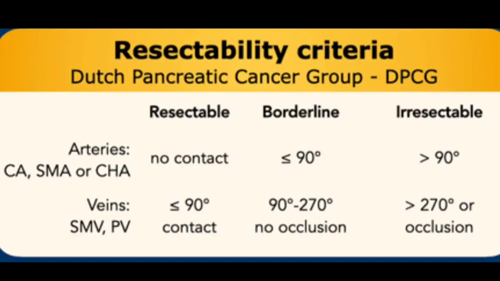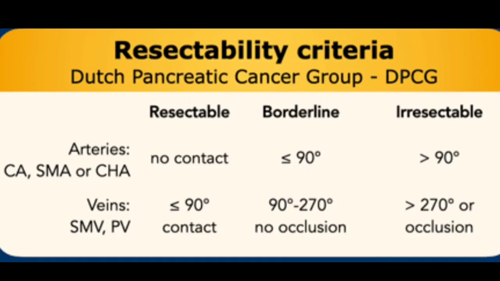This is the resectability criteria by the Dutch Pancreatic Cancer Group, and on the grounds of this criteria you can detect whether the tumor is resectable, borderline, or irresectable. So far as the arteries are concerned, the common celiac artery, superior mesenteric artery, and common hepatic artery: if there is no contact, it means it's resectable. If it is less than 90% contact, it is borderline, and if it is more than 90%, then the tumor is not resectable.